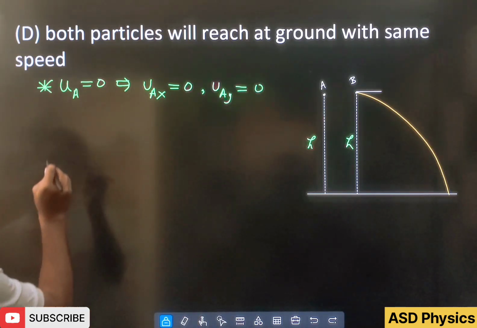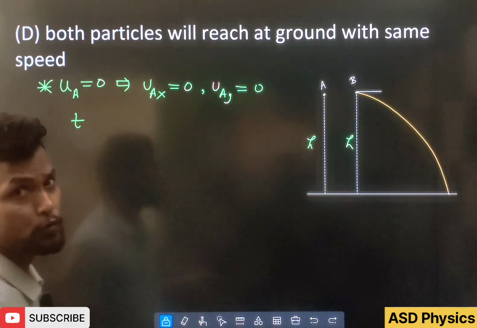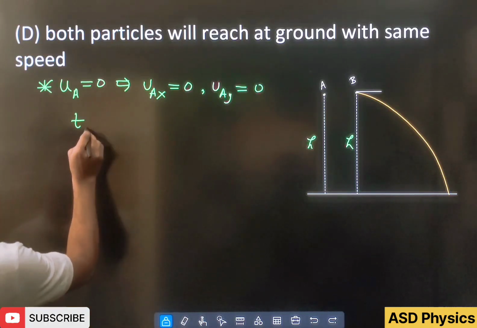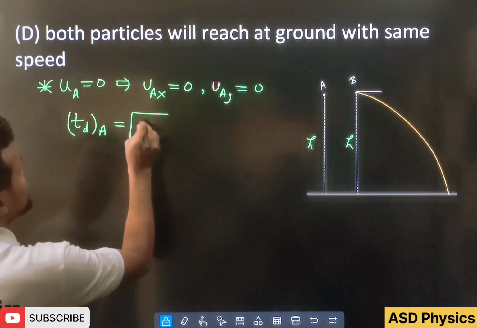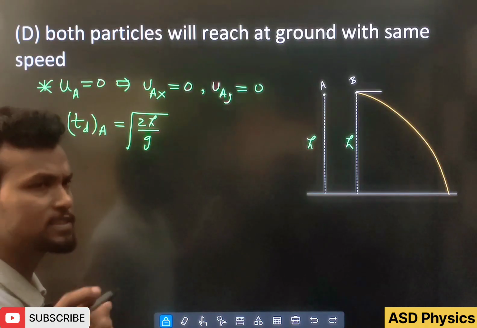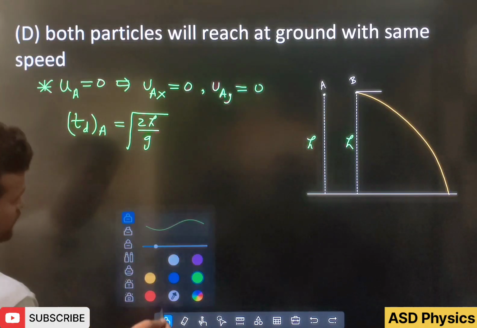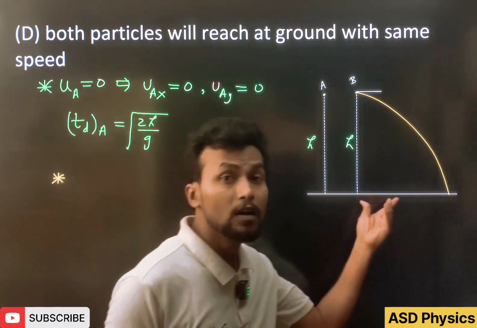So in this situation, when you use the equation of motion like s equal to ut plus half at square, you know the basics very well. The time of descent for particle A will come to how much? Root 2h by g. You just have to use s equal to ut plus half at square.